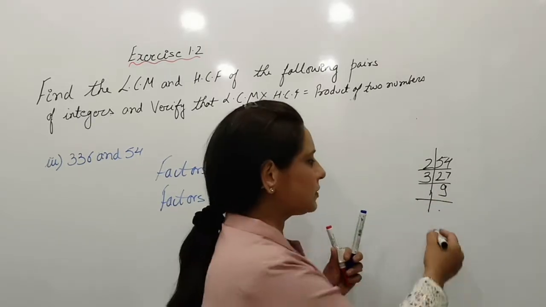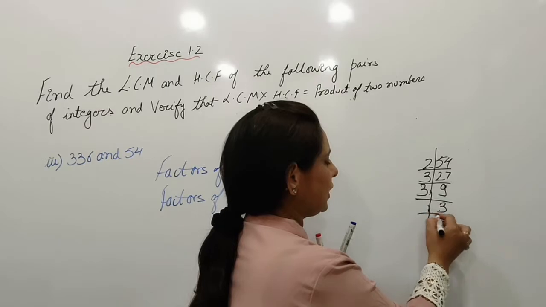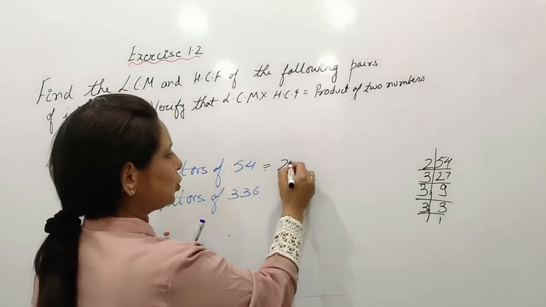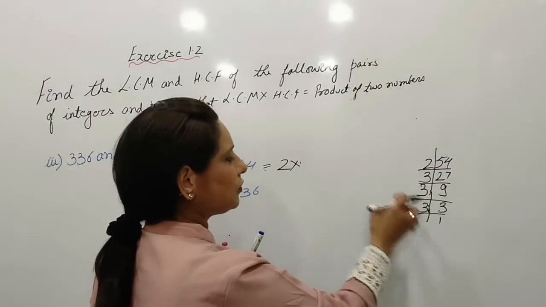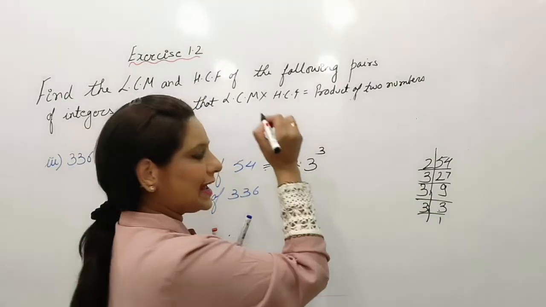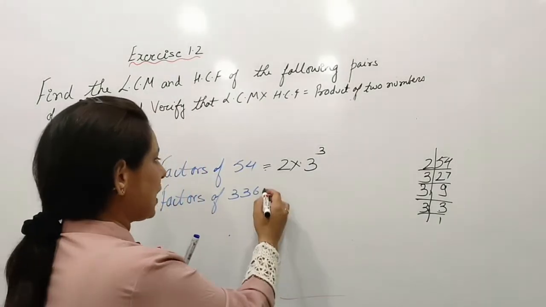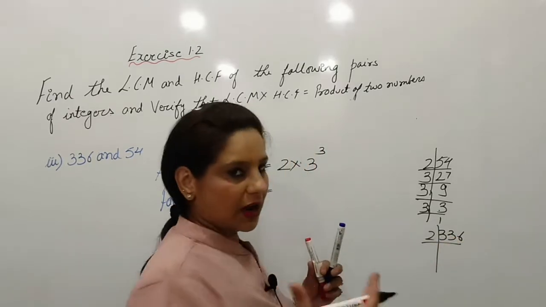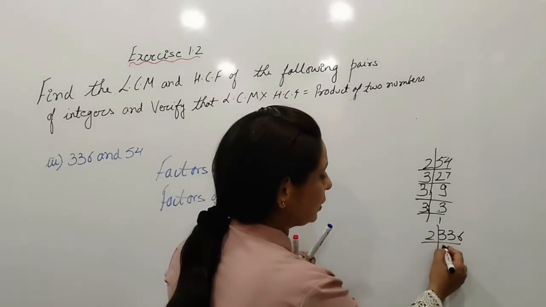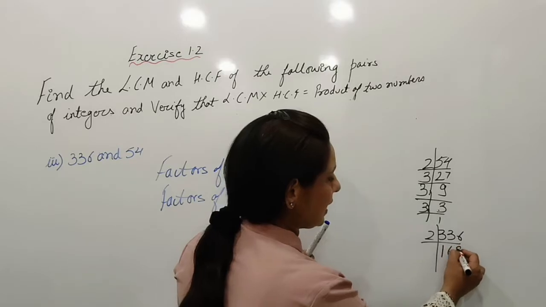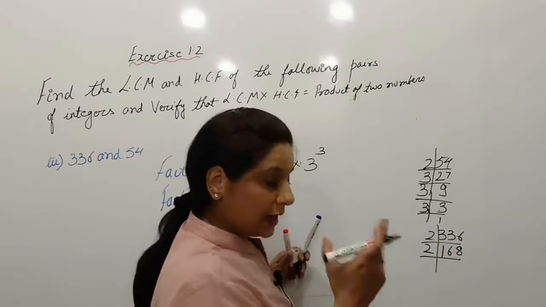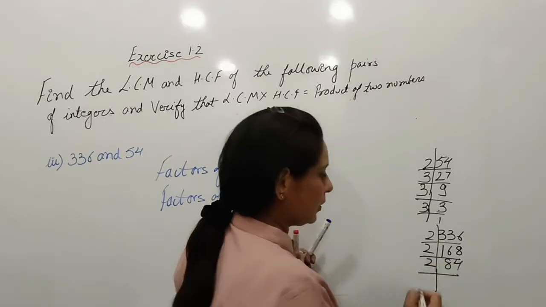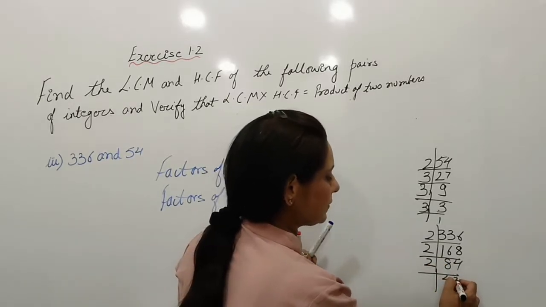Then 9 is also divisible by 3. So 3 into 3 and 1. So what are the factors of 54? They are 2 into 3 into 3 into 3. So we will be writing it as 3 cube. Now we will find the factors of 336. First factor is 2, as it is the even number. So we will write 168. It is again divisible by 2. So we will get 84. It is again divisible by 2. So we will get 42.